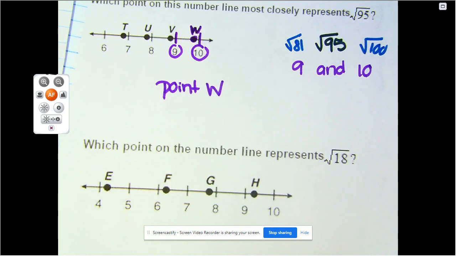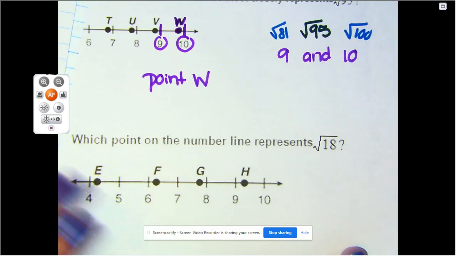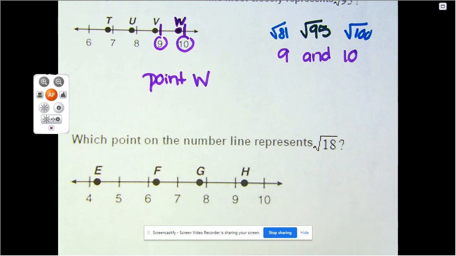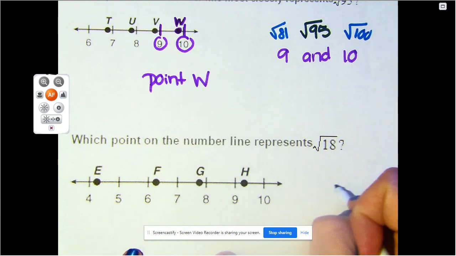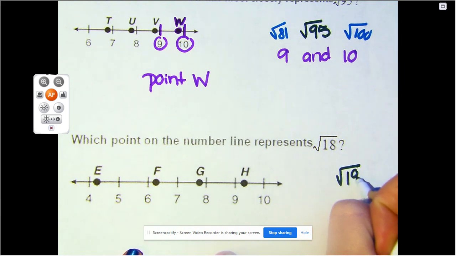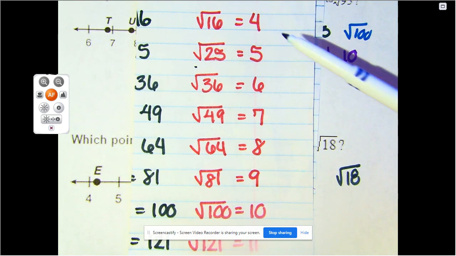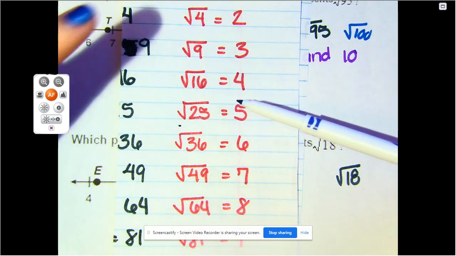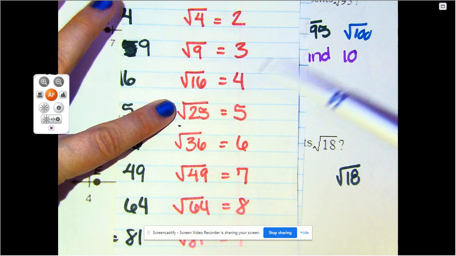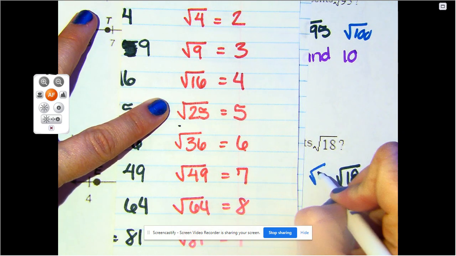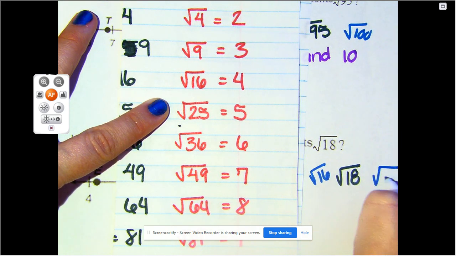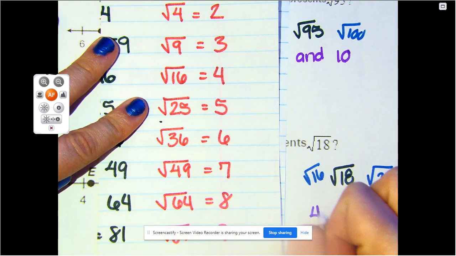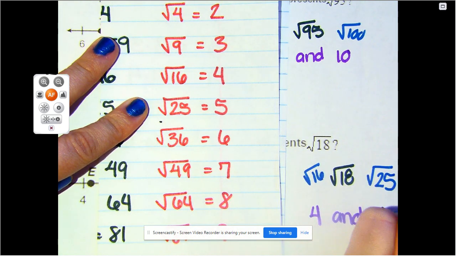Okay, and then as we look at the next one, which point on the number line represents the square root of 18? The square root of 18 is not a perfect square again, so we need to find the two perfect squares it falls between. As we look at our list, the square root of 18 would fall in between the square root of 16 and the square root of 25. The square root of 16 is 4, and the square root of 25 is 5.